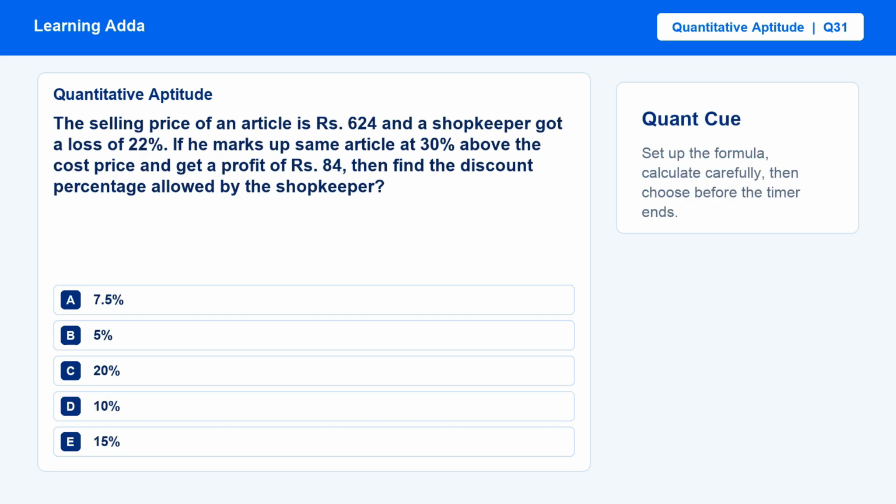Question 31. The selling price of an article is rupees 624 and a shopkeeper got a loss of 22%. If he marks up the same article at 30% above the cost price and gets a profit of rupees 84, then find the discount percentage allowed by the shopkeeper. Option A, 7.5%. Option B, 5%. Option C, 20%. Option D, 10%. Option E, 15%. The timer starts now.